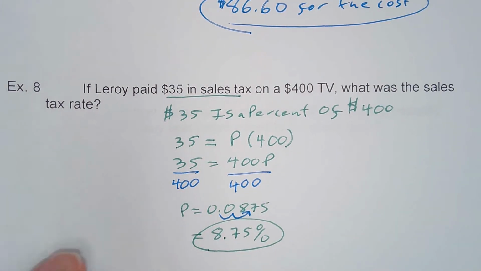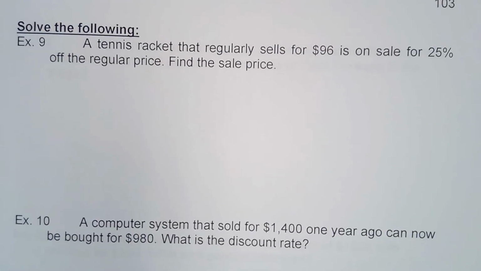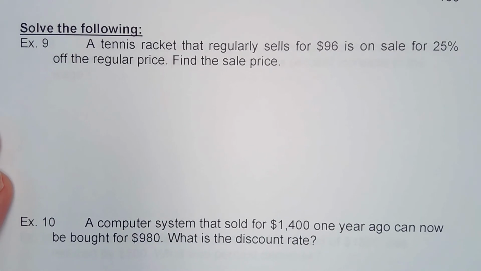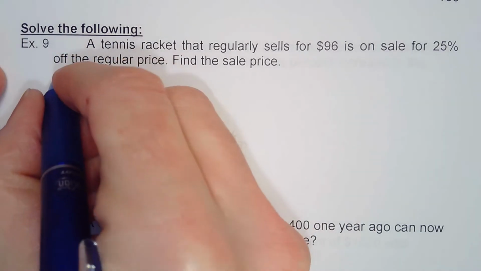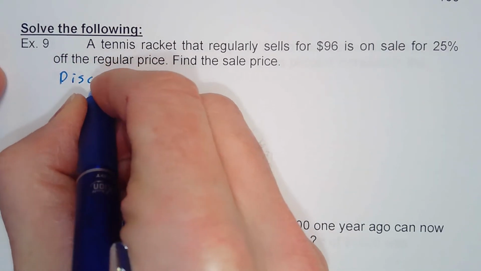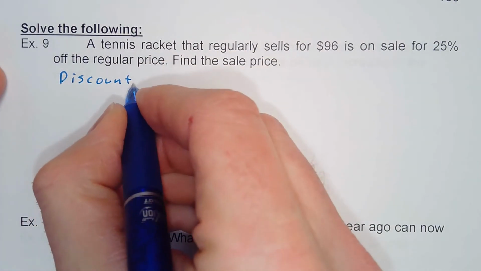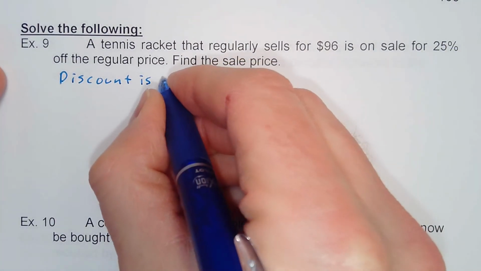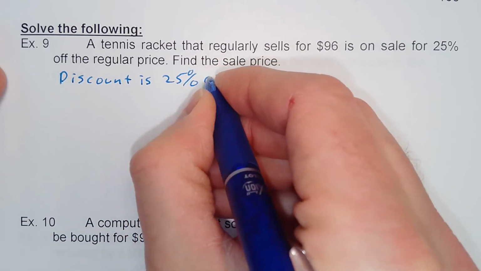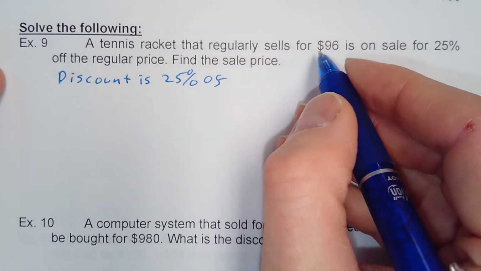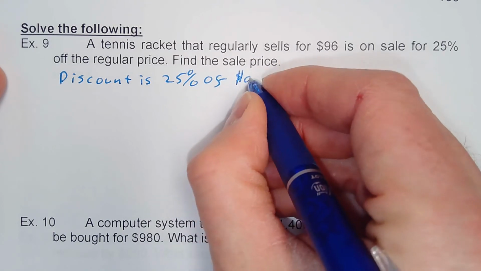Let's try another one. A tennis racket that regularly sells for $96 is on sale for 25% off the regular price. And we want to find the sales price. We actually have two ways we can do this. We could first find the discount. So the discount is, our percentage is 25% of, the base would be the regular selling price, what we started at.